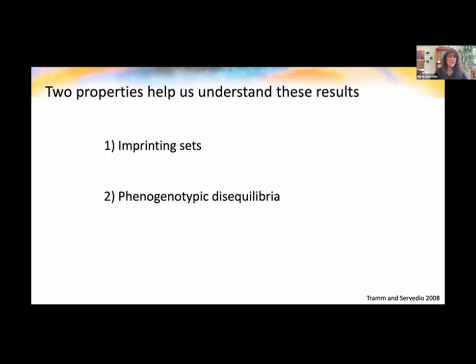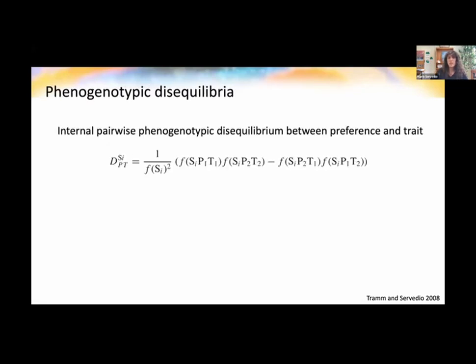So we did a bunch more digging, and we figured out that the other thing that was going on was the phenogenotypic disequilibria that were established in the system had important effects. Phenogenotypic disequilibria are the same as linkage disequilibrium, except it's between a stored phenotypic information unit and trait frequencies. And this is generated anew each generation during imprinting. So we calculated an internal pairwise phenogenotypic disequilibrium between the preference and the trait within each imprinting set.